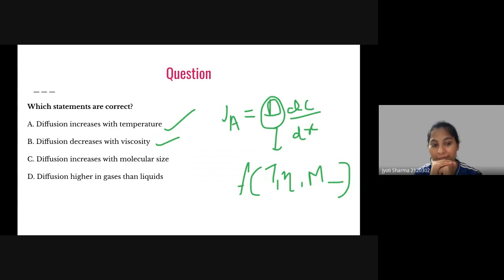A, B, D. Now coming to C, this one is not the right one, because whenever we have a heavier component or one with a high molecular size, the diffusion will decrease, not increase. I will give you one function in the next MCQ, but you need to understand that molecular size will decrease the diffusion.